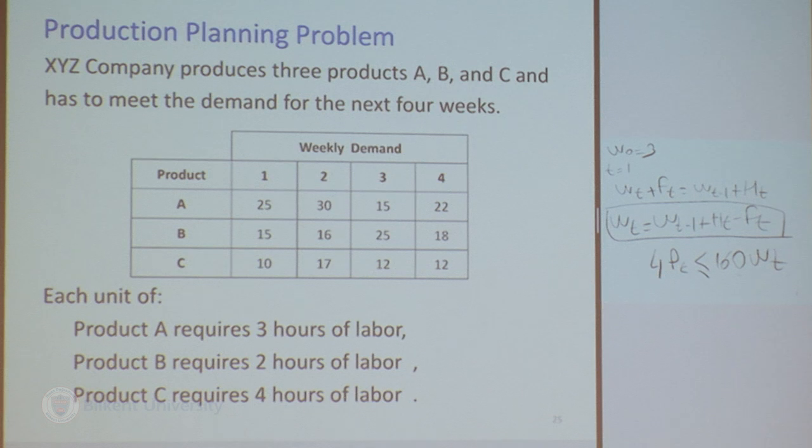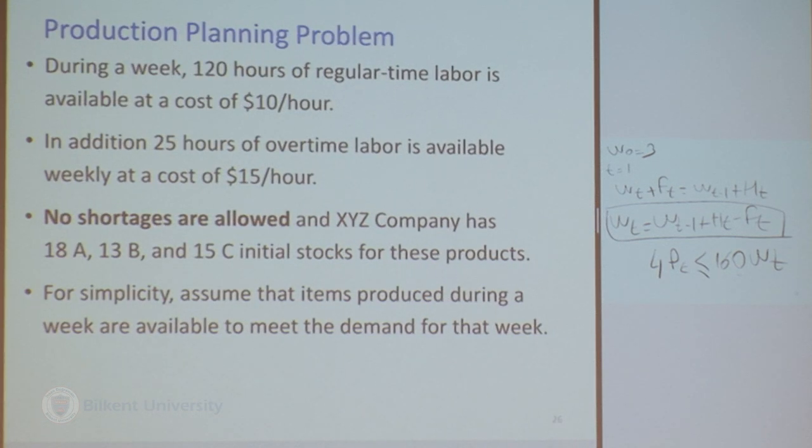Okay. Again, each product requires different labor hours. For product A, I require 3 hours of labor. Product B, 2 hours. Product C requires 4 hours of labor. All right? What else do I know? Okay, here's my environmental settings. During each week, I have 120 hours of regular time of workers. And this regular time costs $10 an hour.